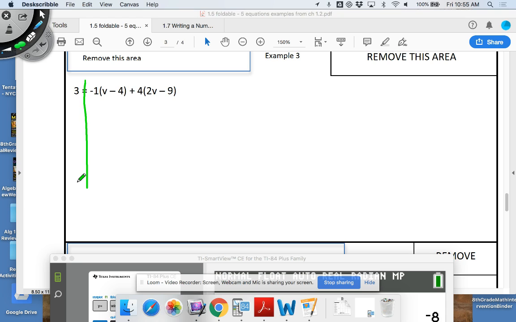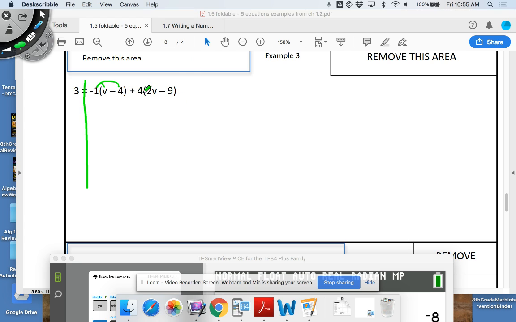And in our head we think, oh, I see parentheses, so that means I'm going to distribute. The way I remember to distribute is I draw my rainbows. When you distribute, you only distribute to the parentheses that it's touching right there, okay? It's kind of like that negative 1 is giving a hug to the V and the negative 4, but you've got to distribute to both of them. Give the hug to both.